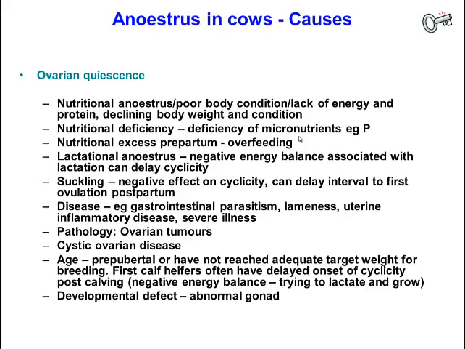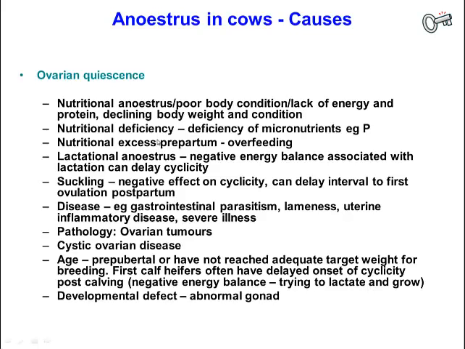So what are the causes of anestrus? Well, here's a big list of causes. Nutritional anestrus, basically an inadequate amount of feed is being provided to the cows both pre-calving and post-calving. This results in poor body condition, a lack of energy and protein, and the cows might start losing weight and condition. So cows that you want to breed, if they're losing weight or they've lost a lot of weight prior to breeding, then that's not a good thing, and they're more likely to be not cycling, not ovulating.